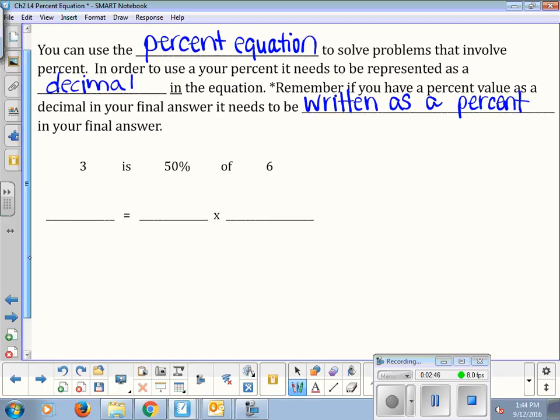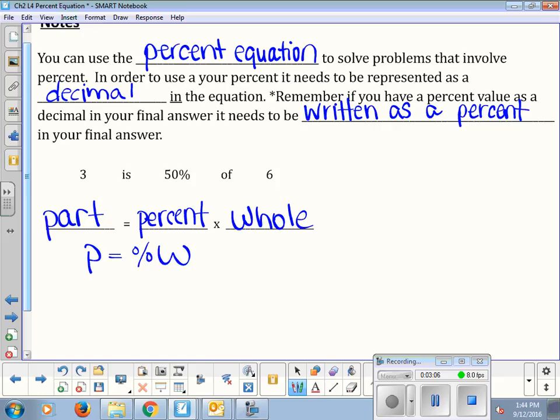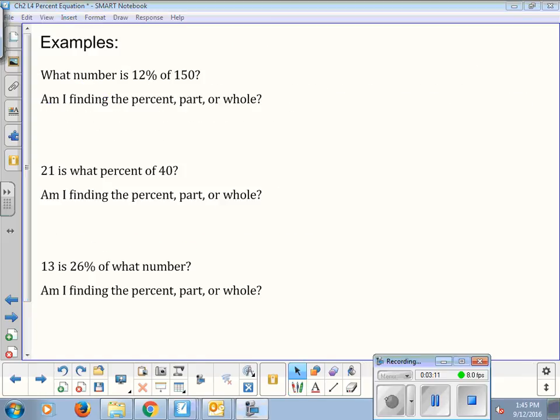So for this example, we have 3 is 50% of 6. We're using that part equals percent times our whole. And we can abbreviate that as P equals percent times W. Okay, we are going to try 3 examples together.